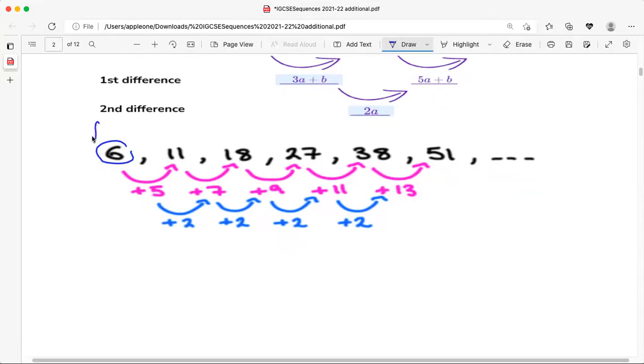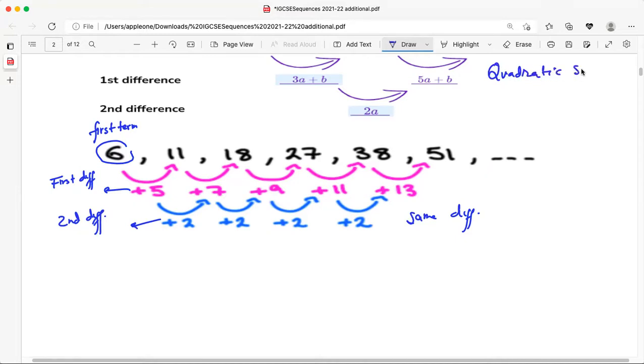The pink color 5 is known as the first difference. This is called the first term, this is called the first difference, and this is called the second difference. The second difference will be the same. See, the same difference here. The second difference is always the same. That is the signal of a quadratic sequence. Now, if a question comes, there are two ways to do it.